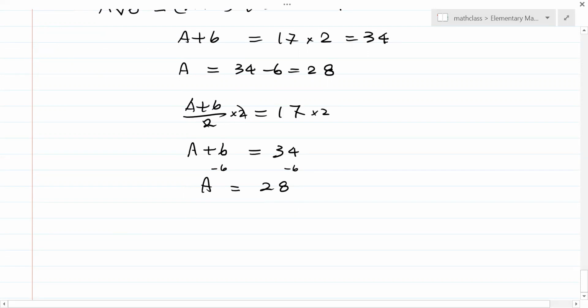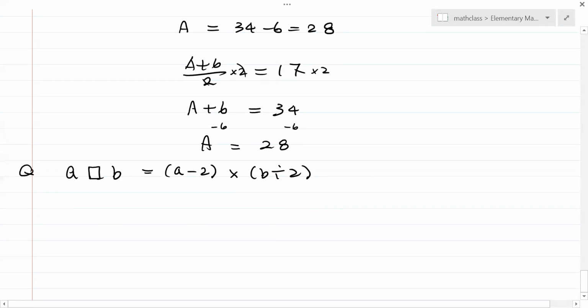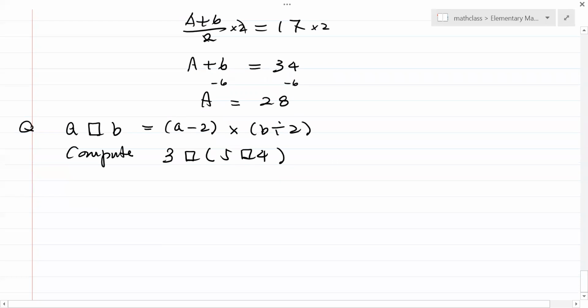All right. Here's the next problem. We're going to have a review. So I define A square B to be (A minus 2) times B divided by 2. Okay. I want to compute 3 square 5 square 4. Yeah, please do this problem.